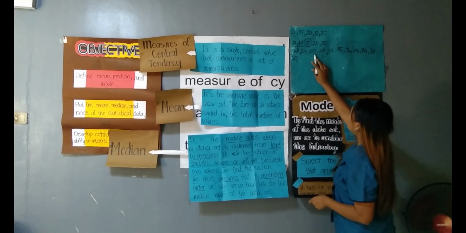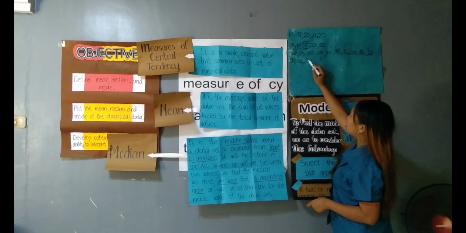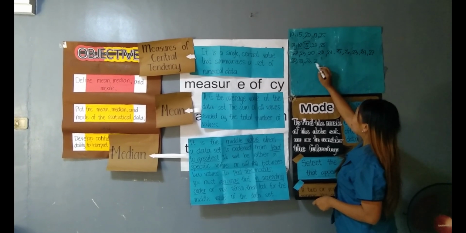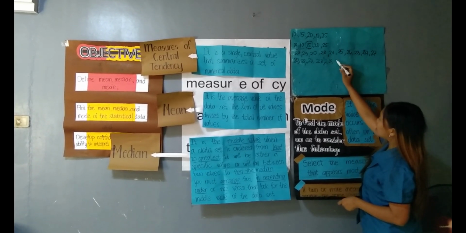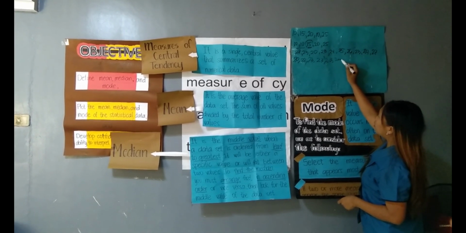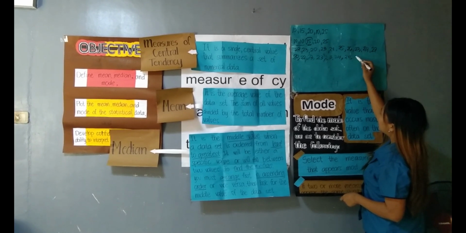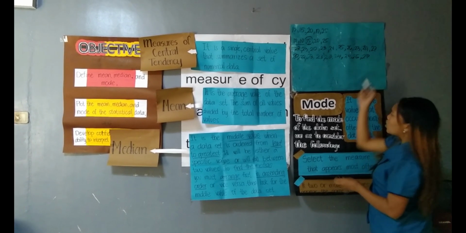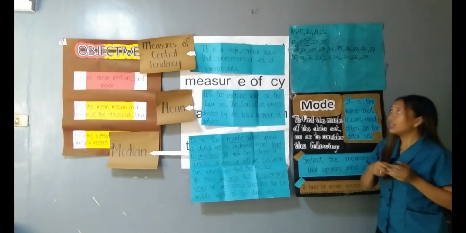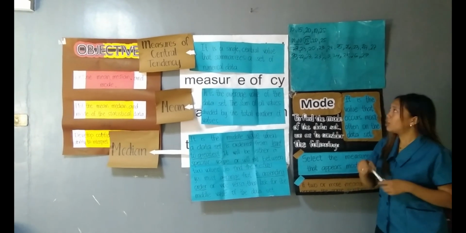Next to 20 is 22. Next is 23. 23. Next is 24. 24. 25. And 27. So, sa atong data karon, unsa inyong napansin nga nagbalik-balik ng mga numbers?